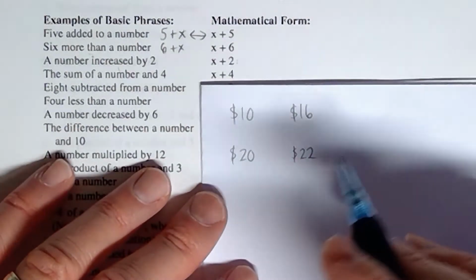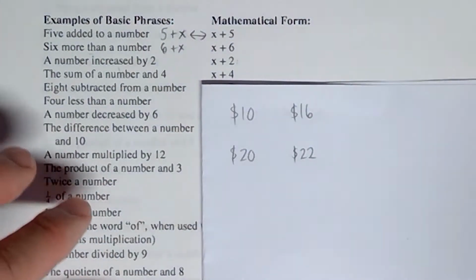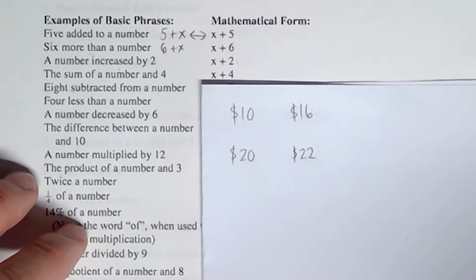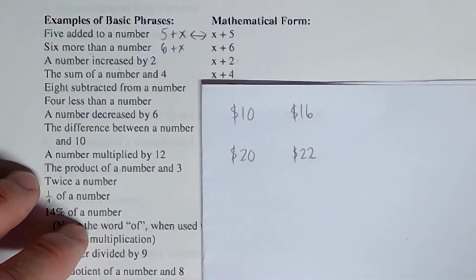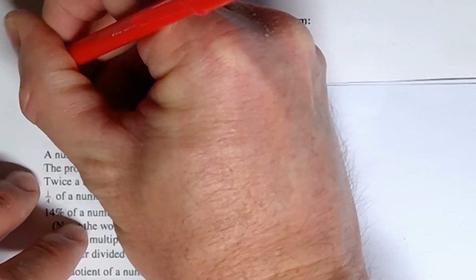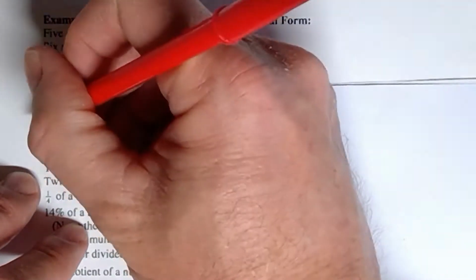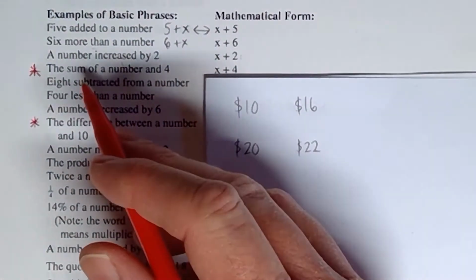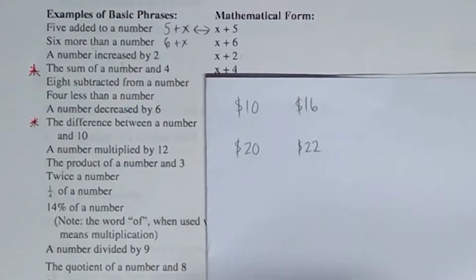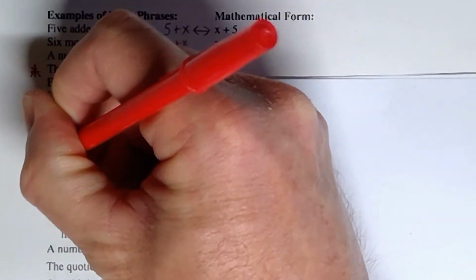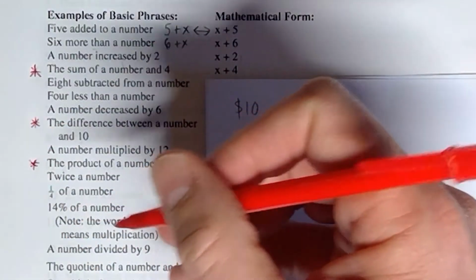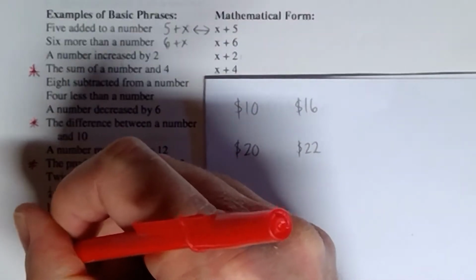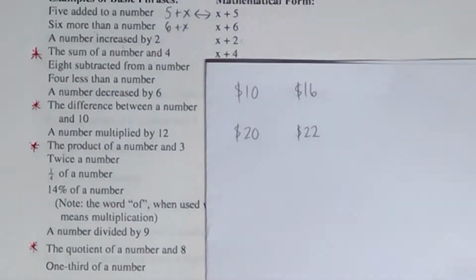Now the next one here is actually a part of 4 different types of phrases that have a similar thing going on with them, and so I want to mention them all at once here. This one where it says the sum, this one where it says the difference, this one where it says the product, and then this one down here where it says the quotient.